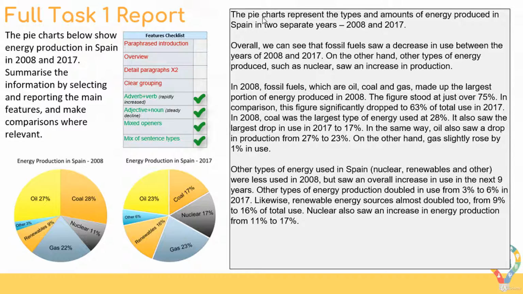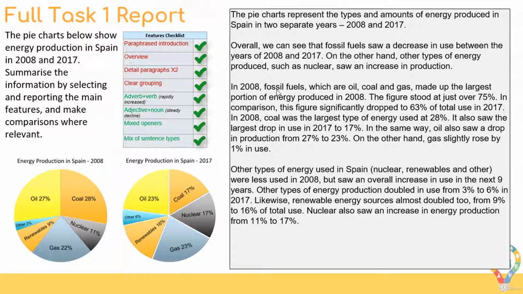So let's take a read back through. The pie charts represent the types and amounts of energy produced in Spain in two separate years, 2008 and 2017. Overall, we can see that fossil fuels saw a decrease in use between the years of 2008 and 2017. That's my fossil fuel sentence. And the other types? On the other hand, other types of energy produced, such as nuclear, saw an increase in production. Okay, so that's definitely these two boxes ticked. And I know that I've got the detailed paragraphs in clear grouping. So these are very much ticked off my features checklist.